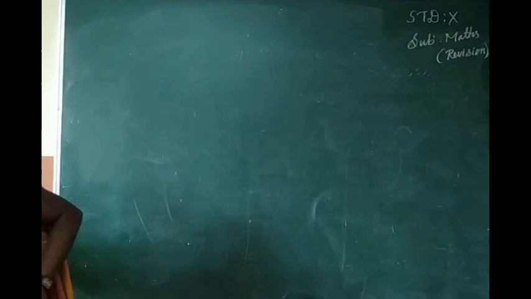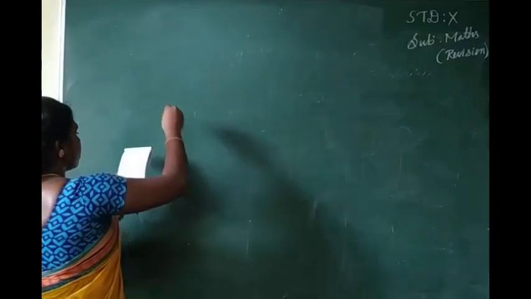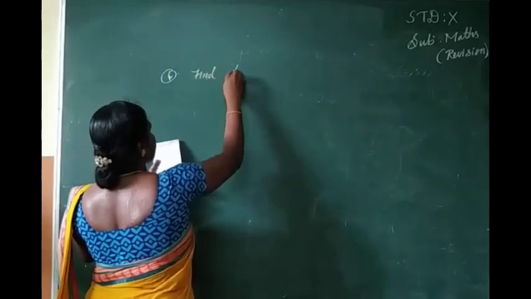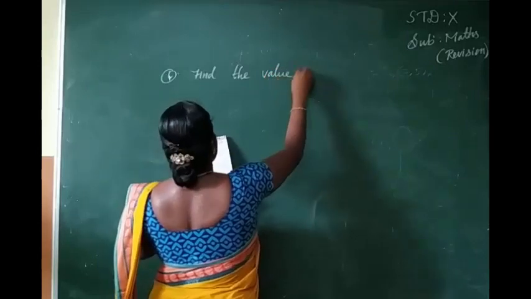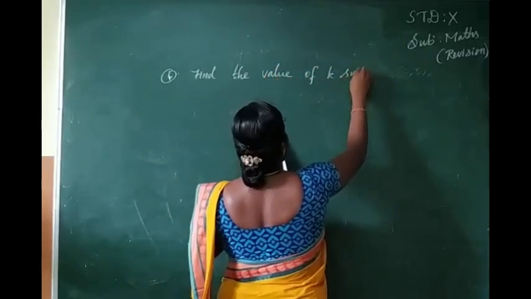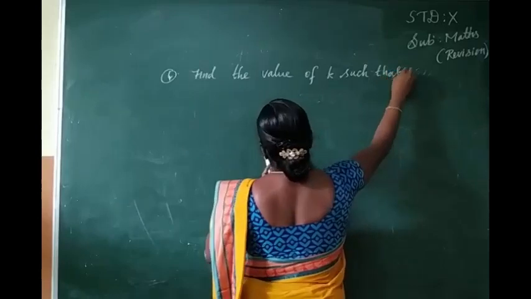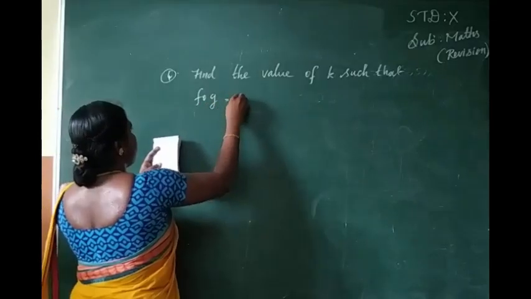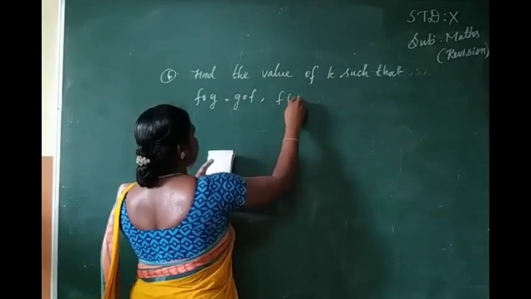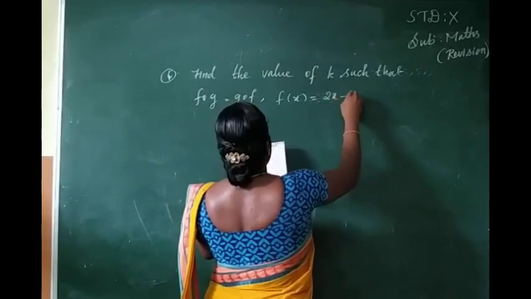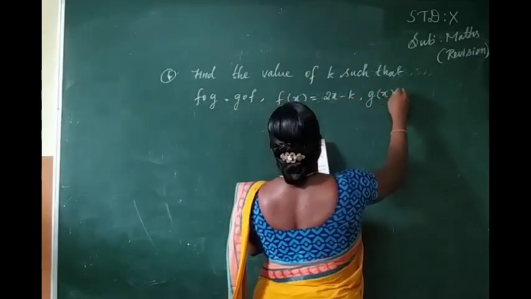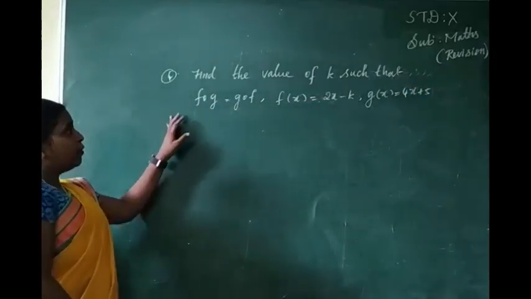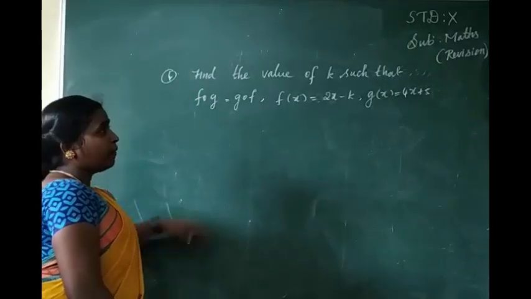Okay, next problem. Question number 4. Find the value of k such that f composite g equal to g composite f, f of x equal to 2x minus k, g of x equal to 4x plus 5. This is the composition function. So you see, what is asked? Find the value of k. We want to find the value of k.